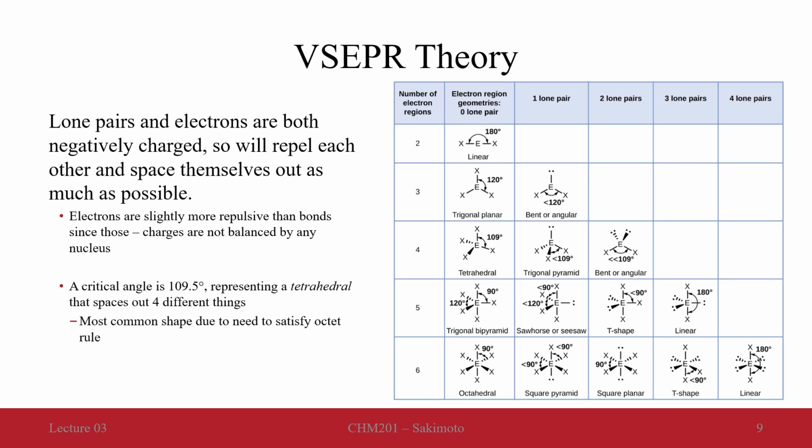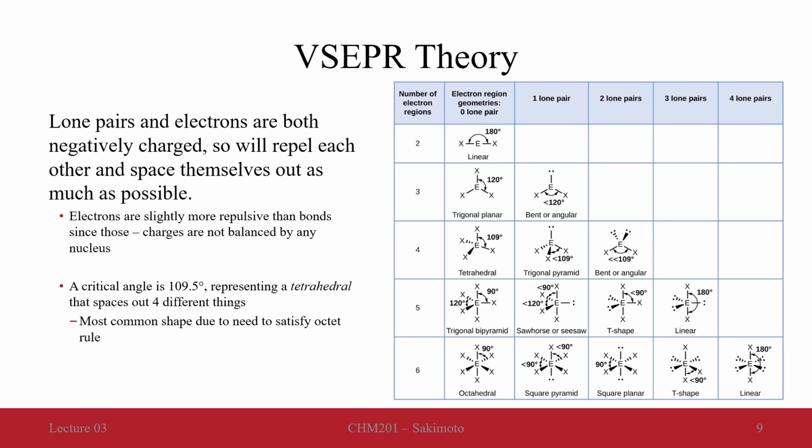Our shapes, again, are derived from trying to evenly space things out as much as possible. For a linear shape with 2 things surrounding, we space them out as much as possible, so 180 degrees from each other. With 3 things, we adopt this trigonal planar shape, with 120 degrees between each of our bonding pairs and partners. As we begin to substitute larger and larger things, we begin to push down on this bond angle, narrowing it from 120 to something less than 120. Hard to say exactly without knowing more information.